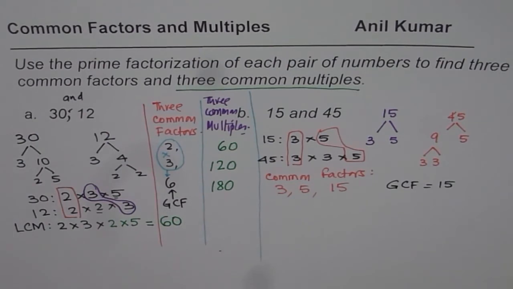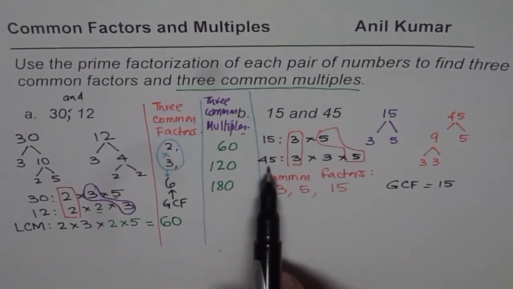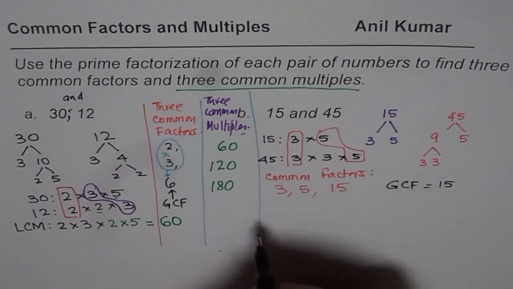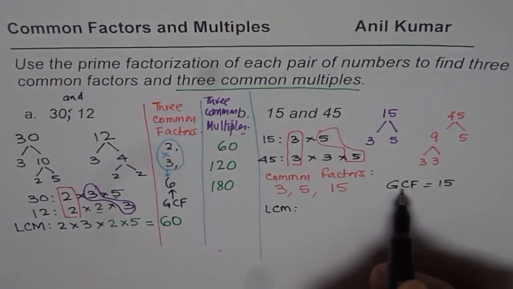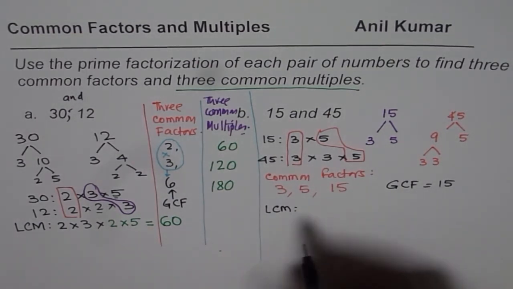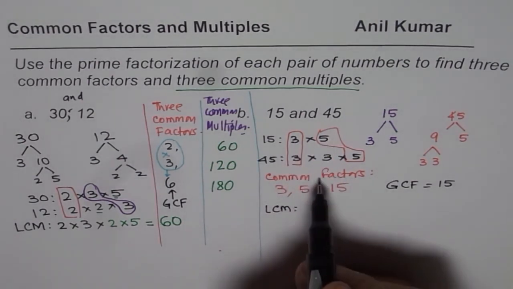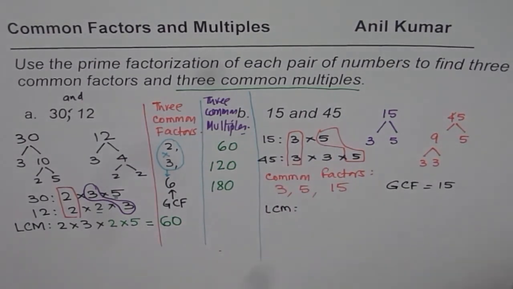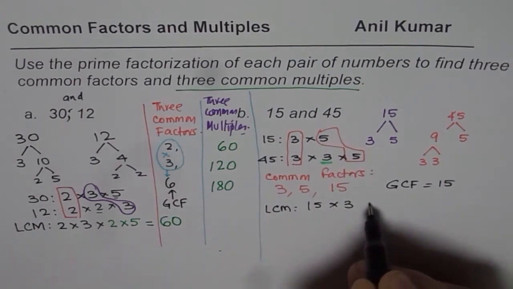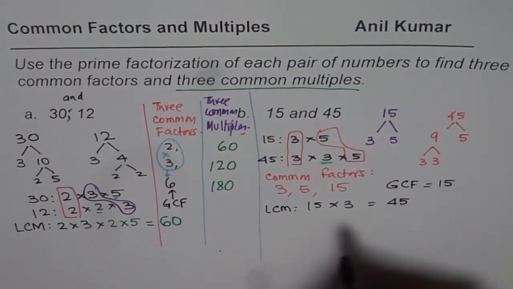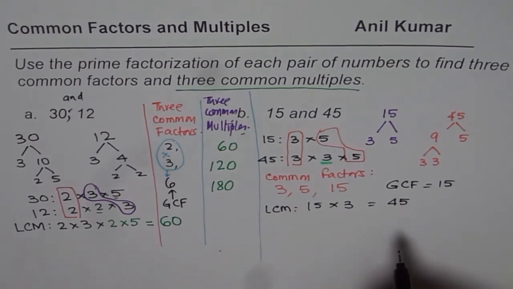That is correct. Now, let us find the multiples of 15 and 45. So let's begin by finding the least common multiple. We'll take the greatest common factor 15, that is 3 times 5, and consider the 3 which we have not covered so far. So we'll multiply the greatest common factor by 3: 15 times 3, which is 45. So the least common multiple is 45.